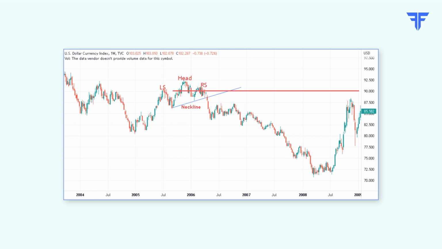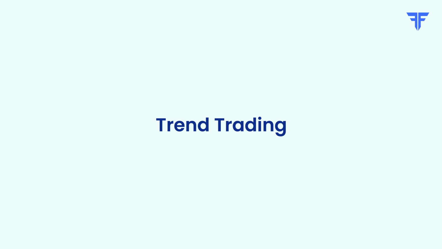After that the prices corrected to 70 levels. If you are taking a short position below the neckline, the target can be around 70 to 65 and the stop loss will be around 90 to 50, which is the highest price, also the head of the head and shoulder pattern. Now let's see the second strategy. So the second strategy is the trend trading strategy.